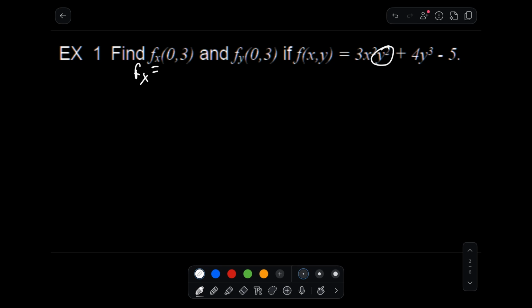y squared is a constant here. These are all constants with respect to x, right? So we're going to just leave that as that. So we're going to do 3y squared times 2x. These are constants that go to 0.